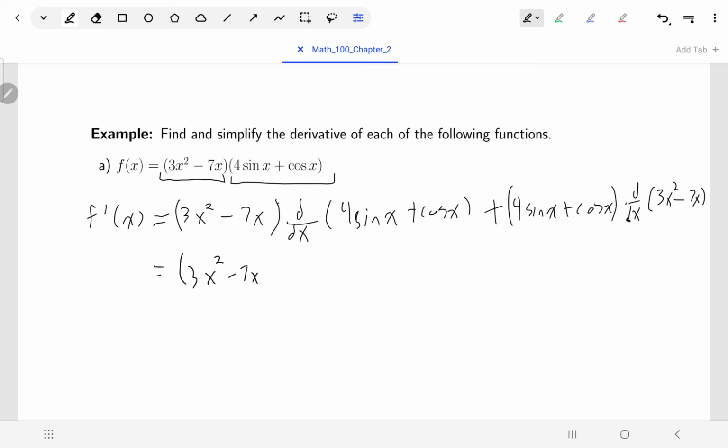The derivative of that second factor, derivative of 4 sine x, derivative of sine is cosine, so we'd have 4 times cosine of x. Derivative of cosine is negative sine of x.